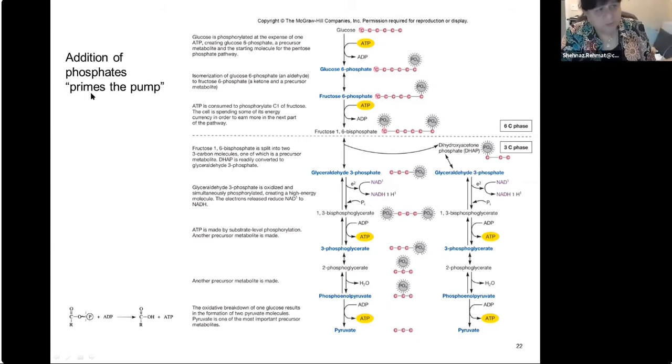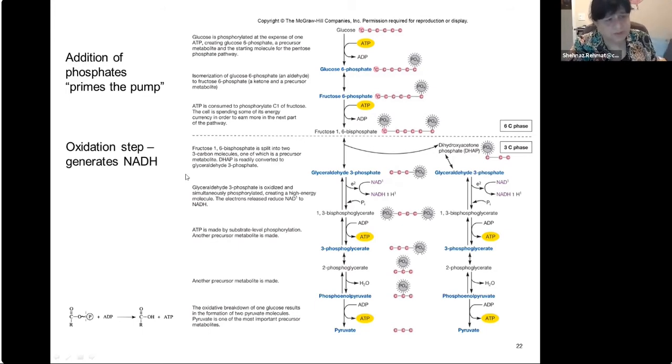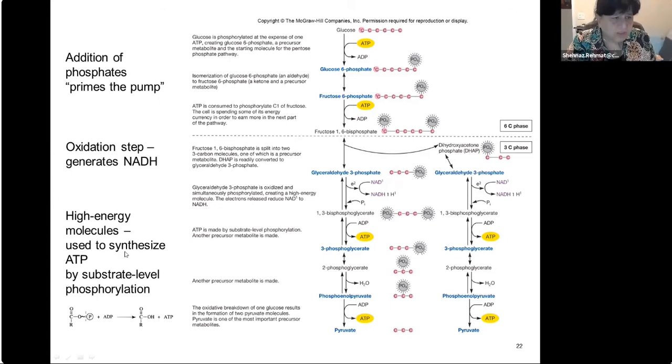So we call it the addition of phosphate, or priming the pump, in the first phase, and then the oxidation step where it generates the reduced forms of the electron carriers. So high energy molecules are used to synthesize ATP, and please remember this is an inorganic phosphate. This is substrate level phosphorylation that is occurring here, where it will be used and eventually will be producing an ATP for us later, okay? So inorganic phosphates are being added here. So this is called substrate level phosphorylation.